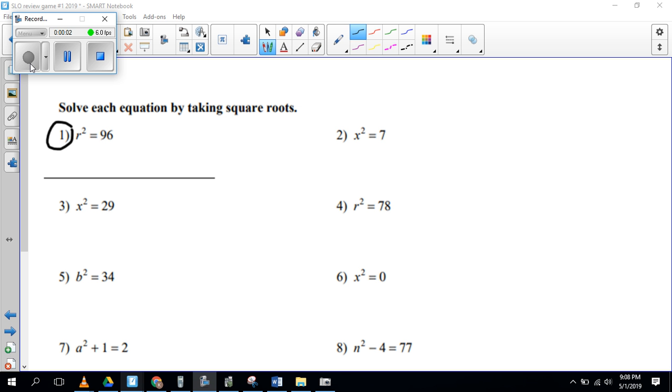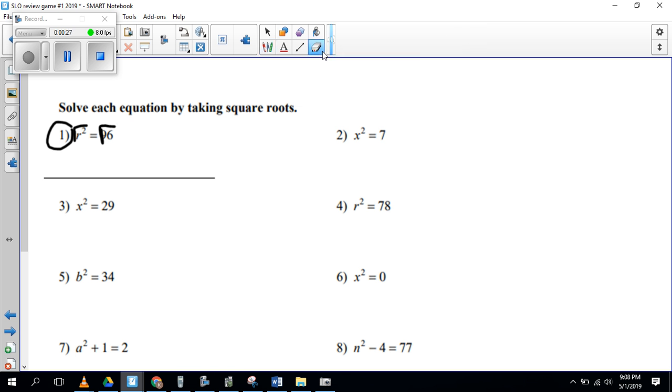Okay, the next section we're going to be working with is solving an equation by taking the square roots. So basically, if we look here, we've got r squared equals 96. To take the square root, we take the square root of one side, we've got to take the square root of the other. And basically what we're doing is solving for the variable, and so we're trying to get r by itself.